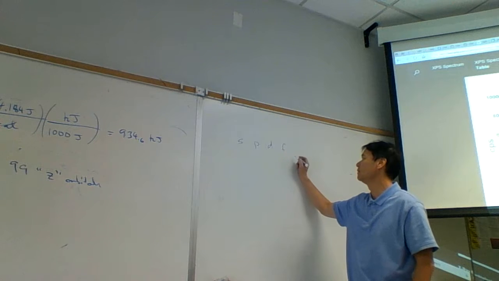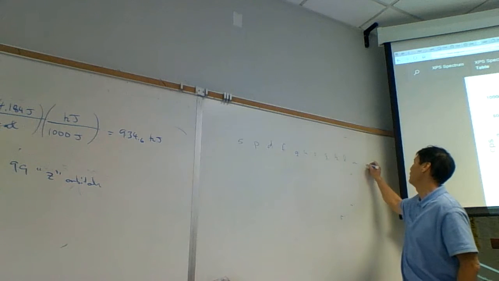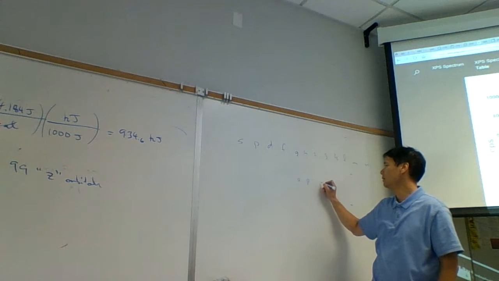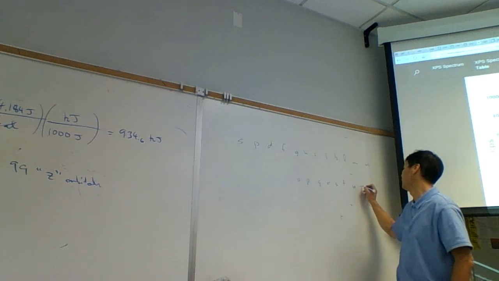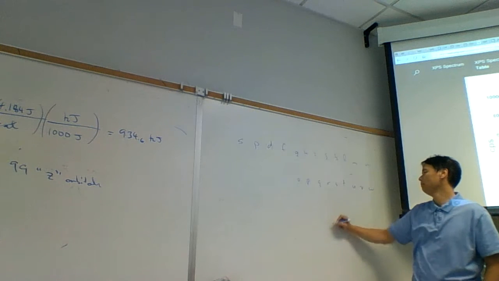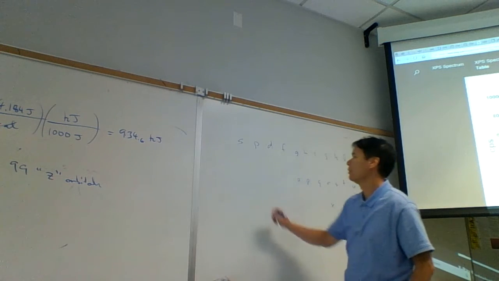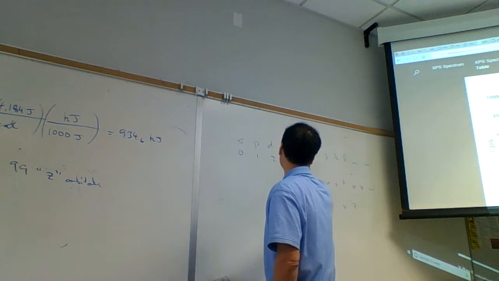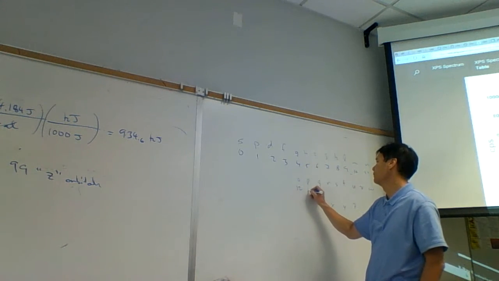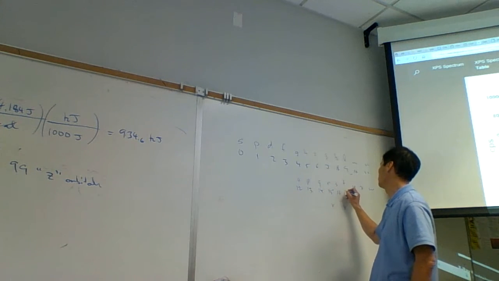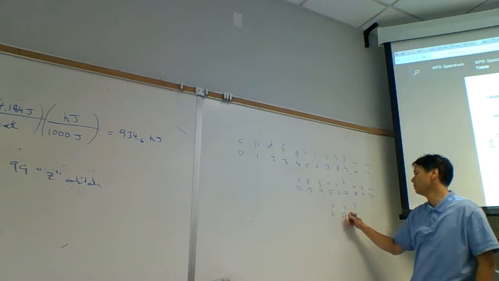A, B, C, D, E, F, G, H, I, J, K, L, M, N, O, P, Q, R, S, T, U, V, W, X, Y, Z. And so 0, 1, 2, 3, 4, 5, 6, 7, 8, 9, 10, 11, 12, 13, 14, 15, 16, 17, 18, 19, 20, 21, 22, 23.